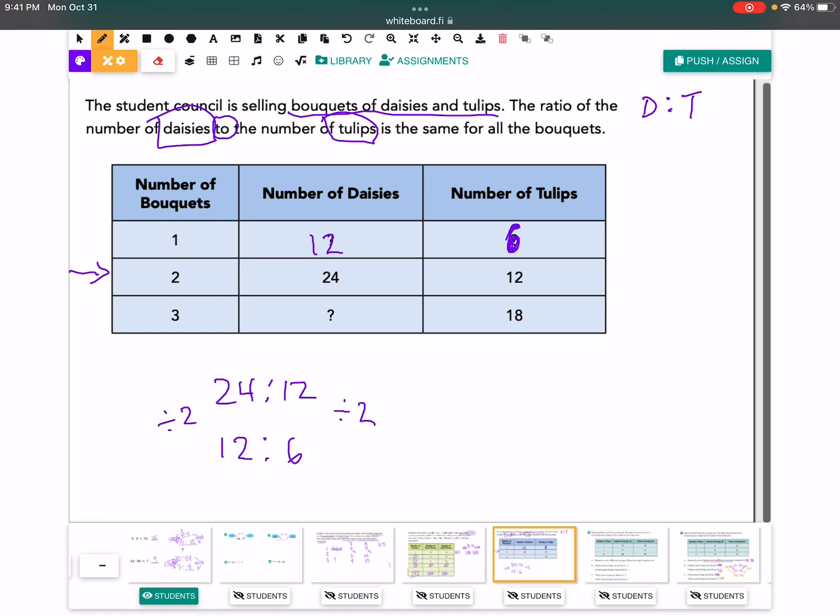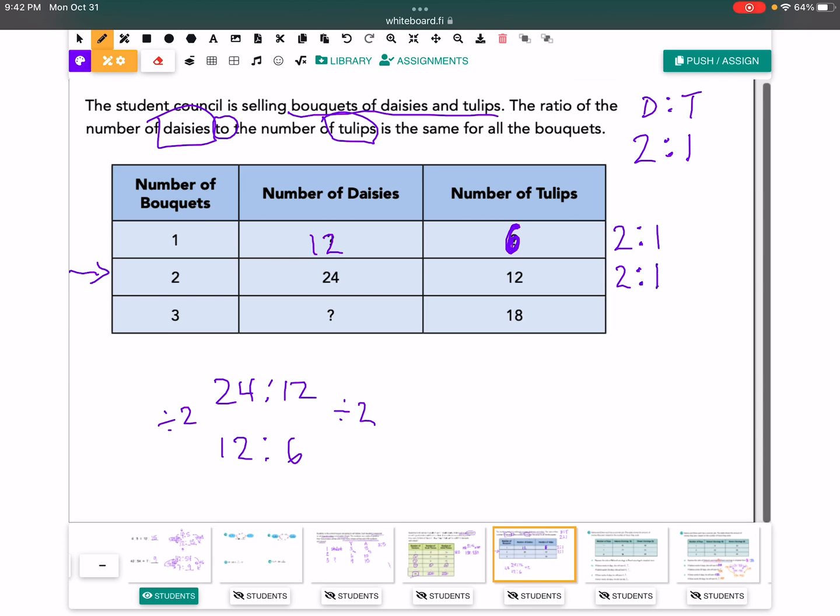Not a very nice 6, but such as it is, that's 6 tulips. All right. So I just want you to notice that for every 2 daisies, there is 1 tulip. And this ratio is true for every row, right? 12 to 6, rather, is a ratio of 2 to 1. And 24 to 12 is also a ratio of 2 to 1.